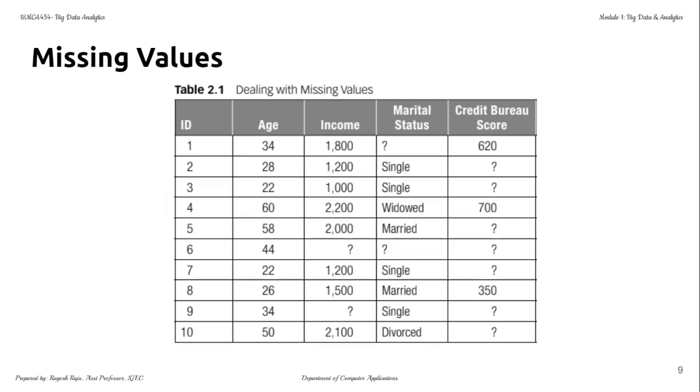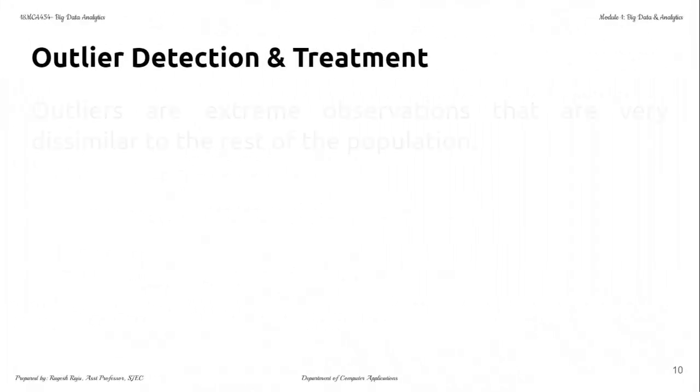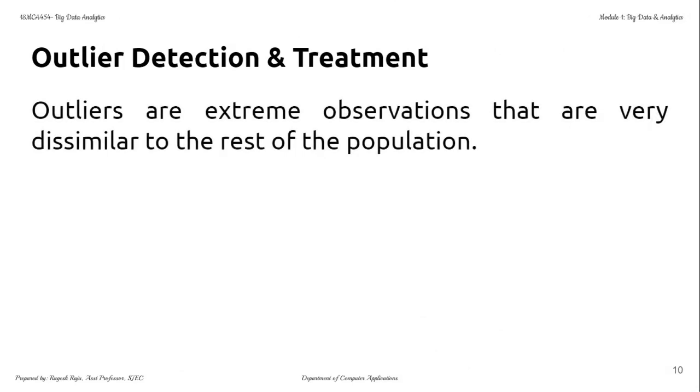it may be because that person doesn't want to disclose his income, so we can keep that particular value as it is. So these are the three ways to deal with missing values: replace, delete, or keep. After missing values, the next one is outlier detection and treatment. Outliers are extreme observations that are not similar to the rest of the population.